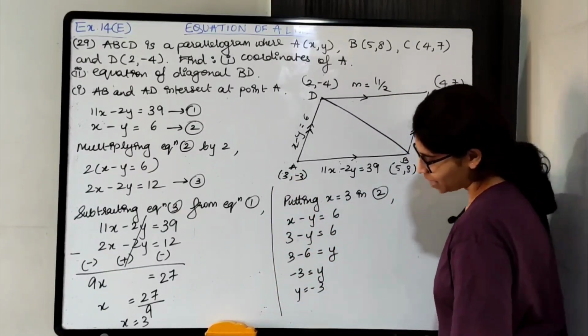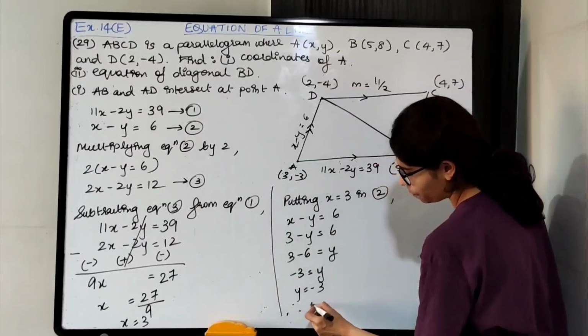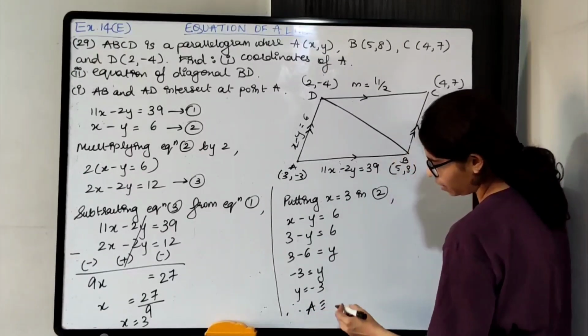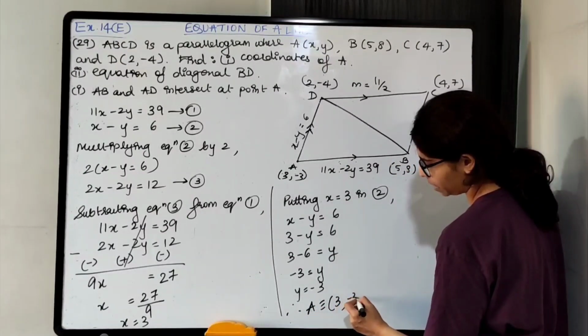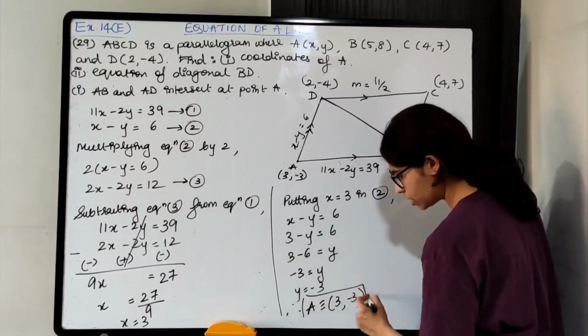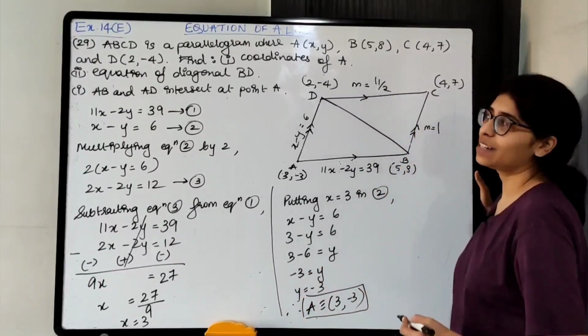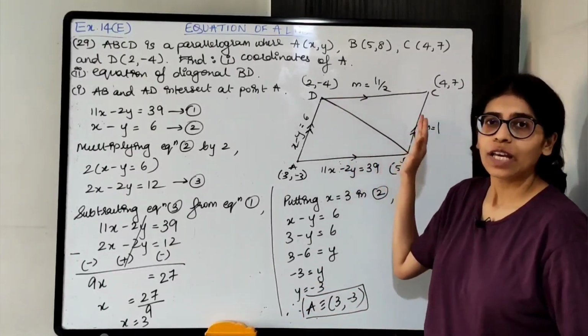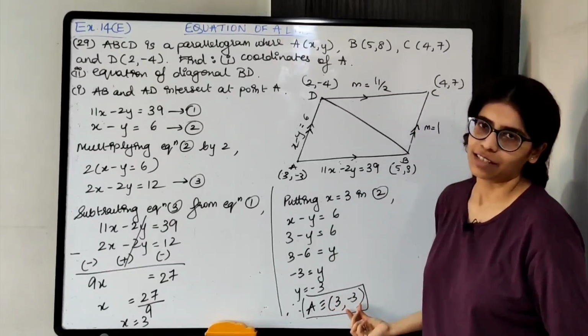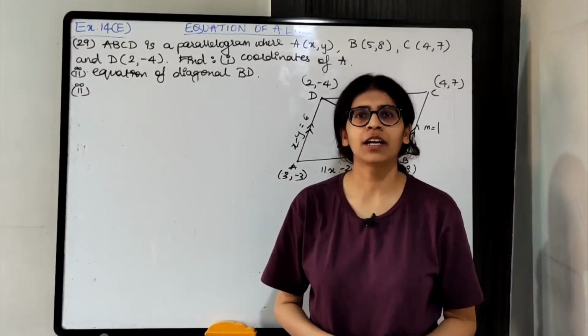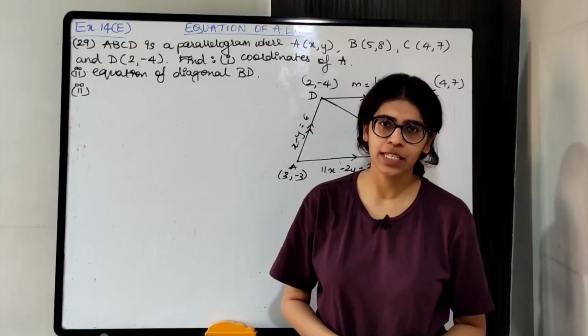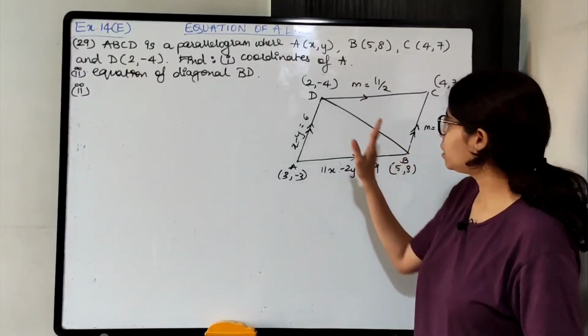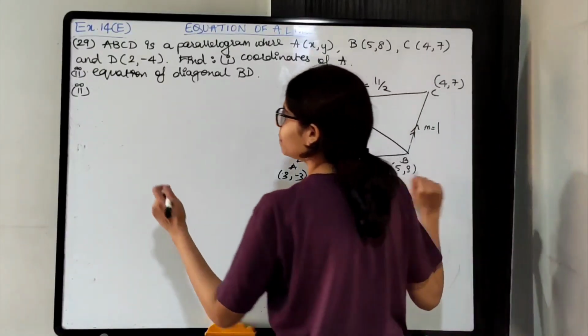Okay, so therefore A is 3 comma minus 3. Box it and write down the statement. The coordinates of A are 3 comma minus 3. Okay, now we'll find the equation of diagonal BD. So we know the coordinates of B and D.